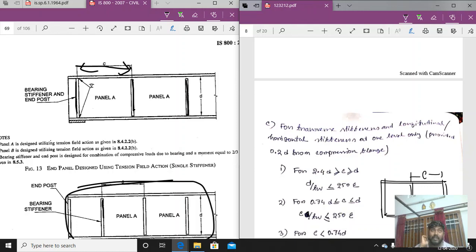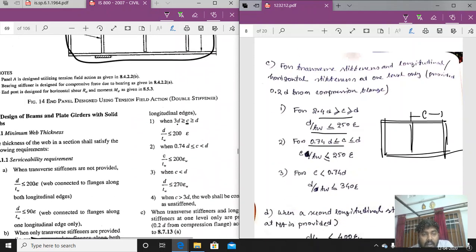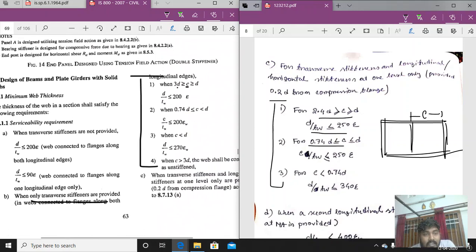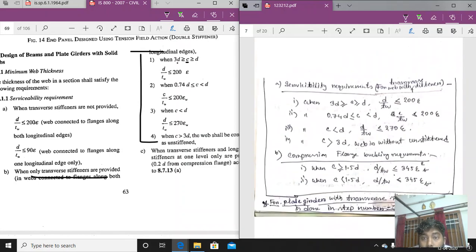We will see how to determine the spacing in the next parts also. But if in the math the transverse stiffeners are given, then we have to determine that also. So you will determine that in the next steps. If we can determine the value of C, then you have to check that. For 2.4 d less than or equal to C less than or equal to d, this criteria applies, and its values are given here also. These are the values given for web stiffeners. So 1 to 4, these are the values given for transverse stiffeners and longitudinal stiffeners.